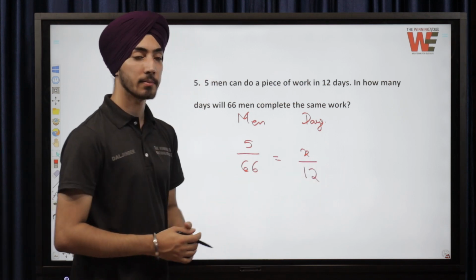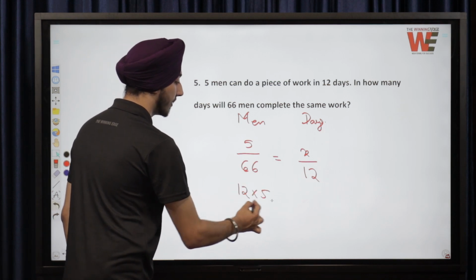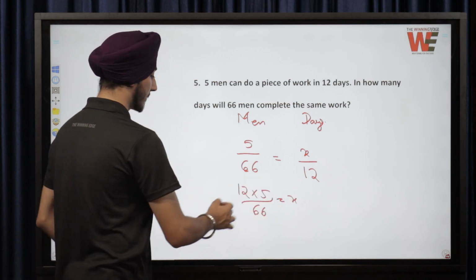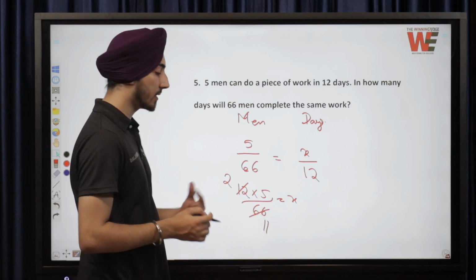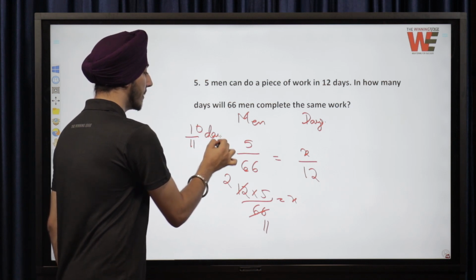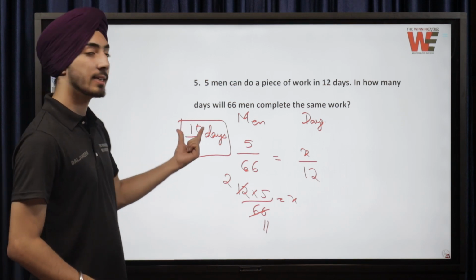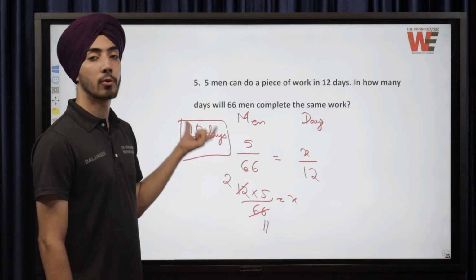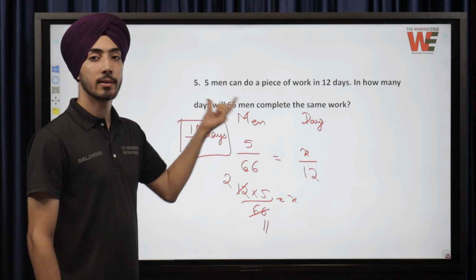The inverse relation concept, right? So 12 will go here. It will become 12 into 5 divided by 66 equals X. We'll cut it by the table of 6. 6 2s are 12, 6 11s are 66. 5 2s are 10. That is 10 by 11 days is the time that 66 men will take to complete the said work, which is obviously less than a day, because if the denominator is bigger than the numerator, your answer starts with a point, or we can say the answer is less than 1. So they will take less than a day to complete the said work.